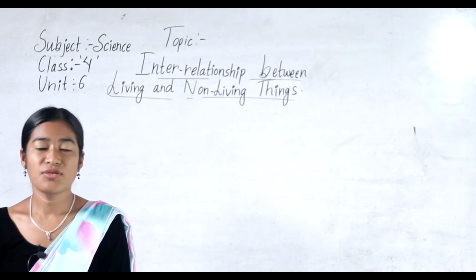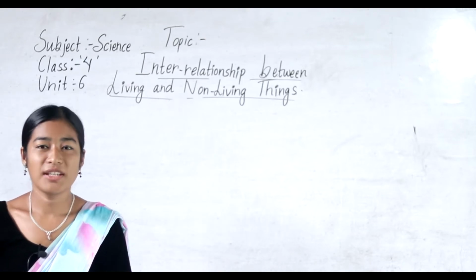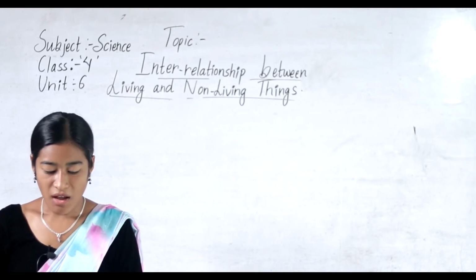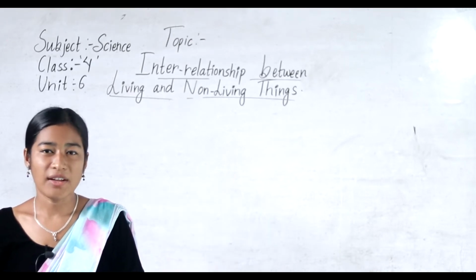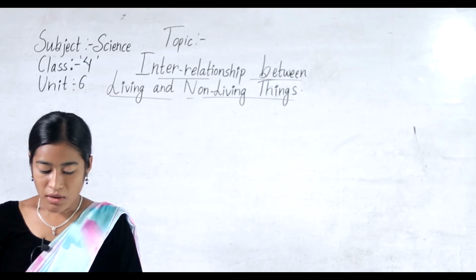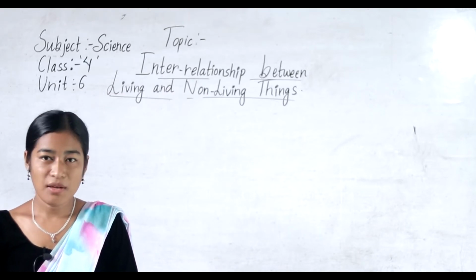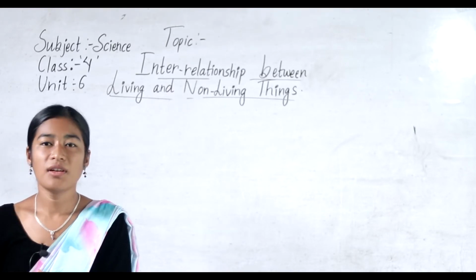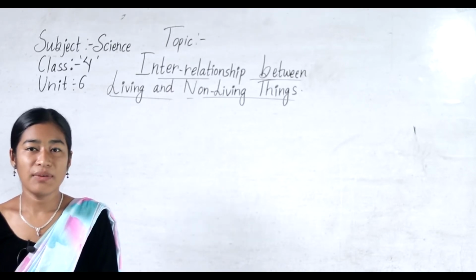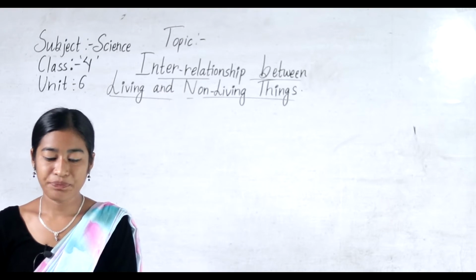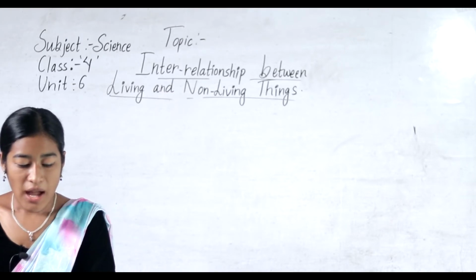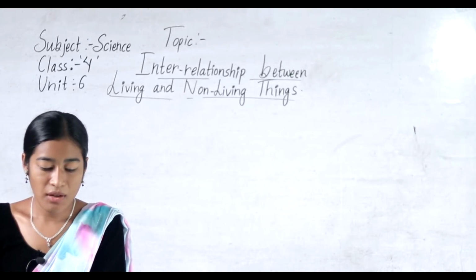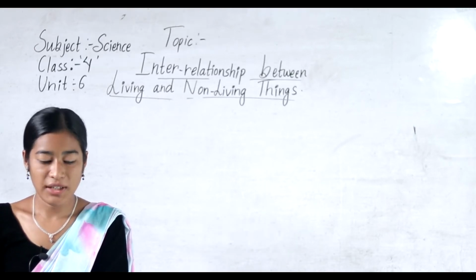In this class today we are going to learn about the interrelationship between living and non-living things. All of you take out your book and copy in front of you and turn to page number 74. So today we are going to learn about the relationship between the living and non-living things. I am going through the book. All of you look at your book and listen to me very carefully.